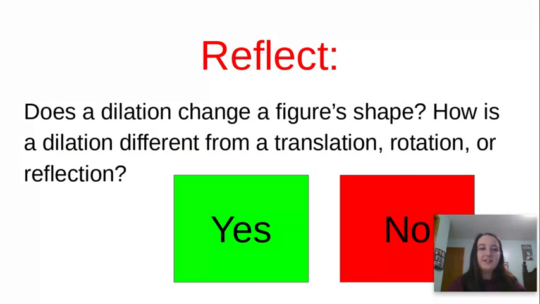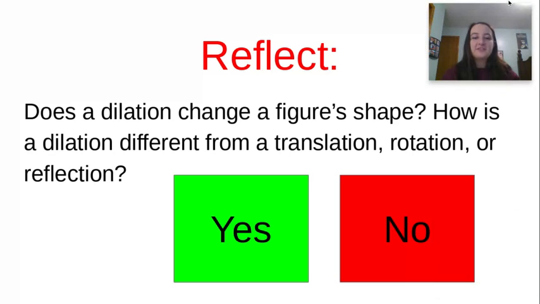So then for a reflection, it says, does a dilation change a figure's shape? As we have discussed, a dilation changes its size, but it does not change its shape. So a dilation is different from a translation, rotation, and reflection, because remember that a translation, rotation, and reflection are all rigid transformations that do not change their size or shape. However, a dilation only changes its size. So a dilation changes its size, but not its shape, and a rigid transformation, like a translation, rotation, and reflection, does not change its size or its shape.